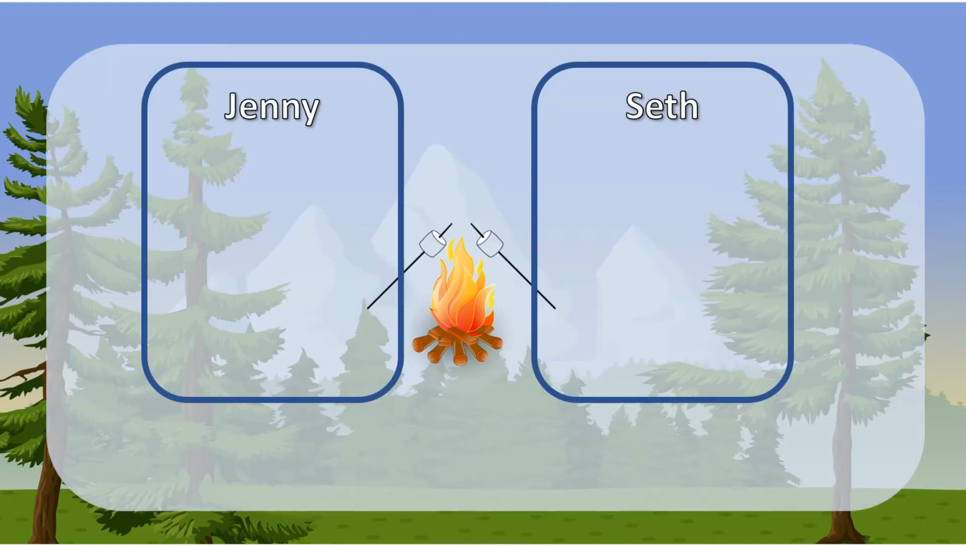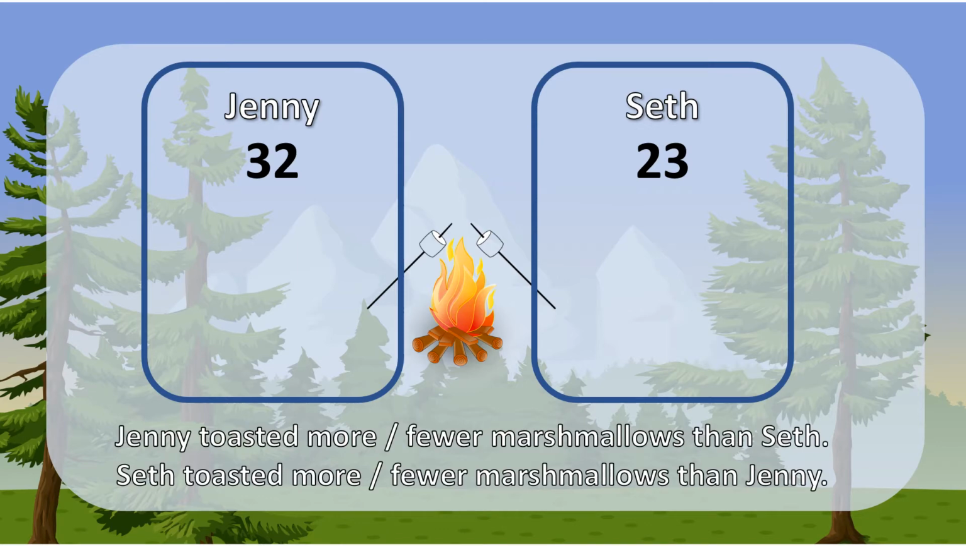Our friends Jenny and Seth went camping with some other friends. They made s'mores. Jenny and Seth decided they wanted to see who could toast the most marshmallows. Jenny toasted 32 marshmallows and Seth toasted 23 marshmallows. When we're comparing numbers, we ask the question, did Jenny toast more or fewer marshmallows than Seth? Did Seth toast more or fewer marshmallows than Jenny?